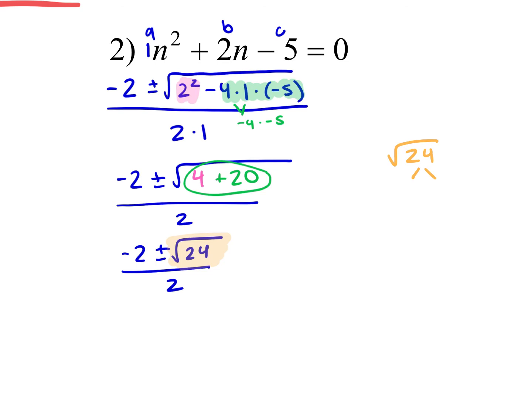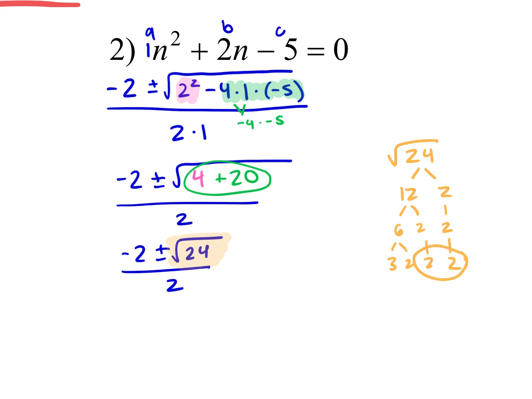So what are 2 factors of 24? 12 and 2. What are 2 factors of 12? 6 and 2. And 2 factors of 6? 3 and 2. And 2 and 2. So what am I going to circle?